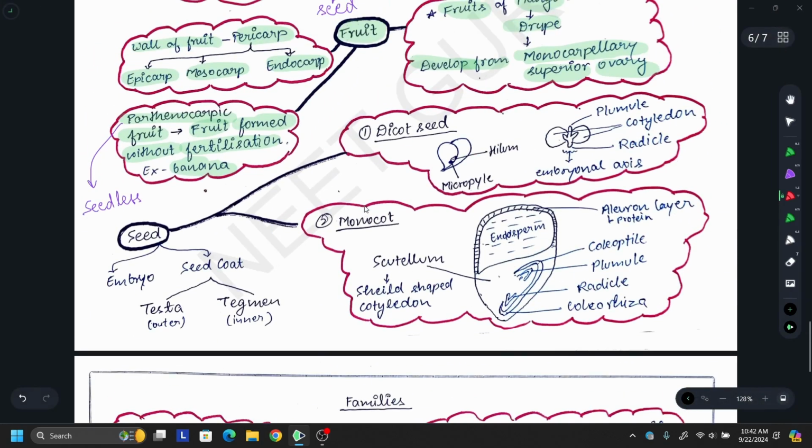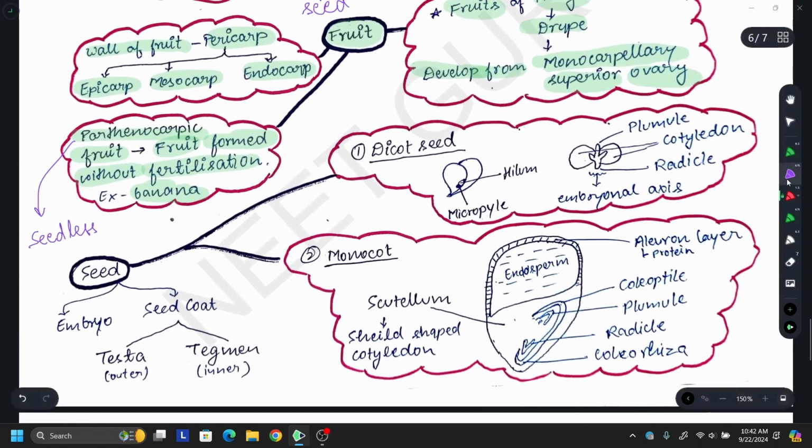Now coming to seed. As I have said already, seeds are formed from ovule. Seed has two parts, embryo and seed coat. The seed coat has two layers: testa, which is the outer layer of the seed coat, and tegmen, which is the inner layer of the seed coat. There are two types of seed we have to study.